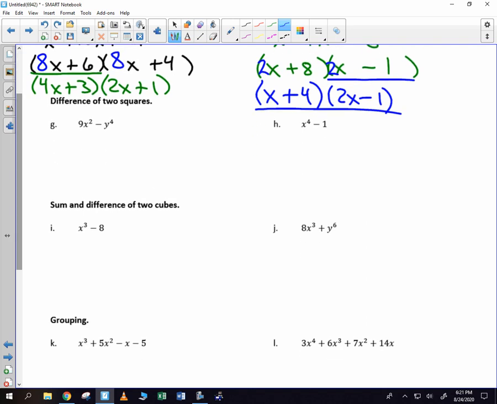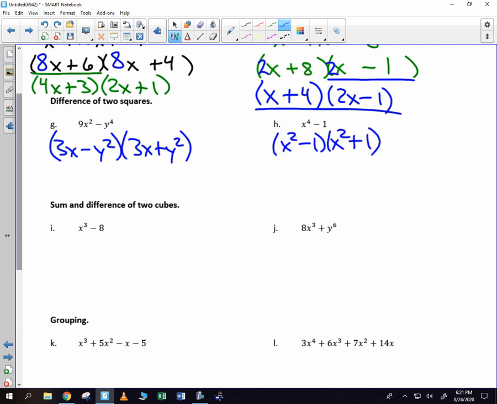Difference of squares, great way to factor. We have 3x minus y squared times 3x plus y squared. This one we're going to have x squared minus 1 and x squared plus 1. Now it's true that the x squared plus 1 does not factor. It doesn't. But this one does. X plus 1, x minus 1 times x squared plus 1.